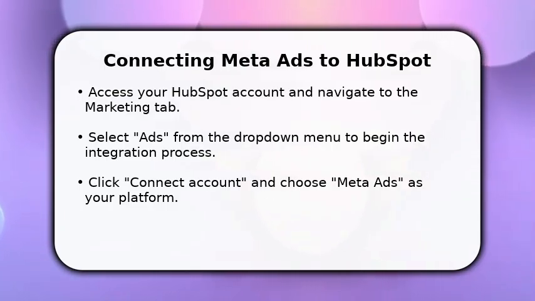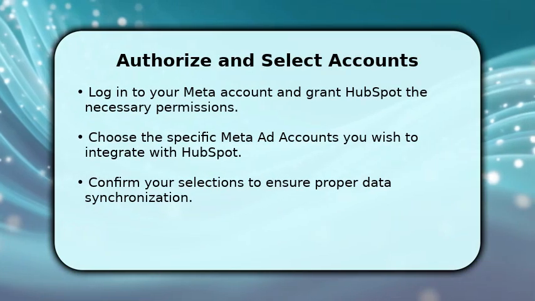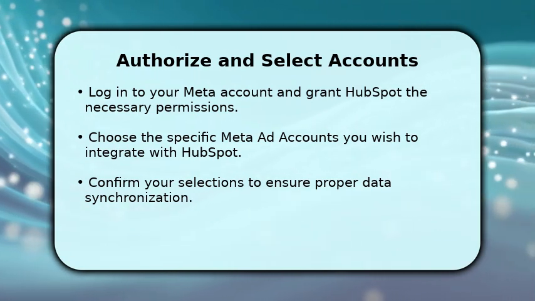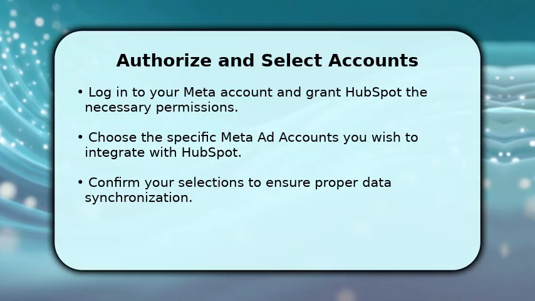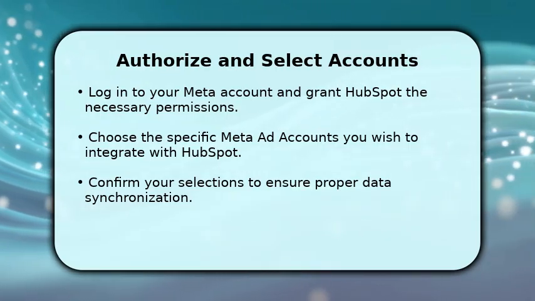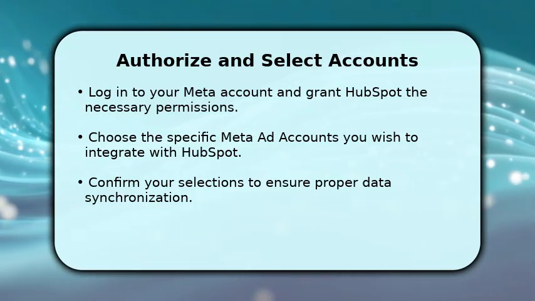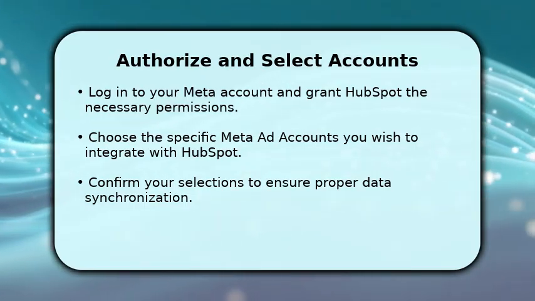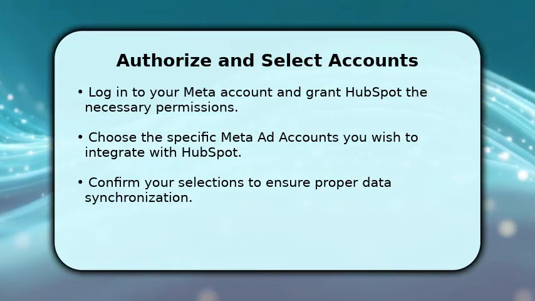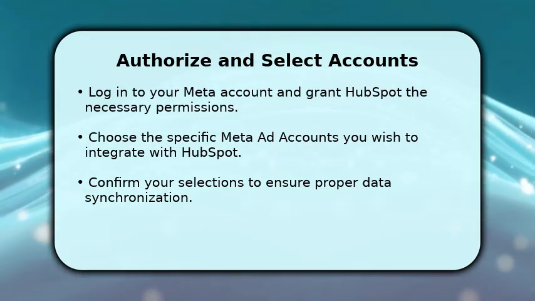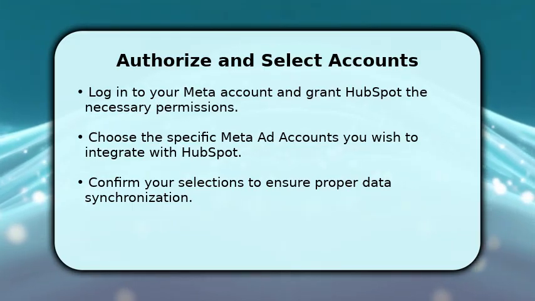This step is crucial for synchronizing your advertising efforts. After selecting Meta Ads, you'll be prompted to log into your Meta account. It's important to grant HubSpot the required permissions to access your ad data. Once authorized, you'll see a list of your Meta ad accounts. Carefully select the specific accounts you want to connect with HubSpot. This ensures that only relevant data is pulled into your CRM, streamlining your marketing efforts effectively.